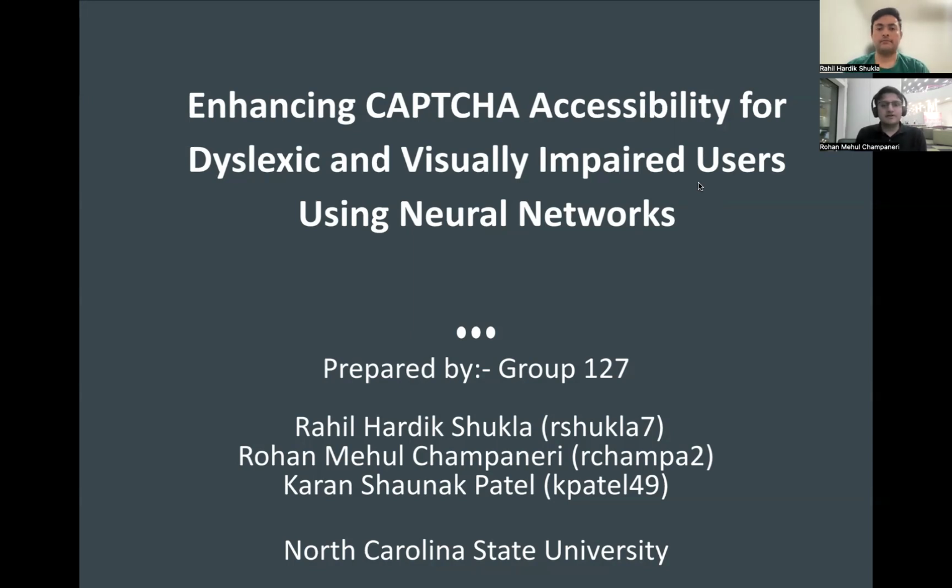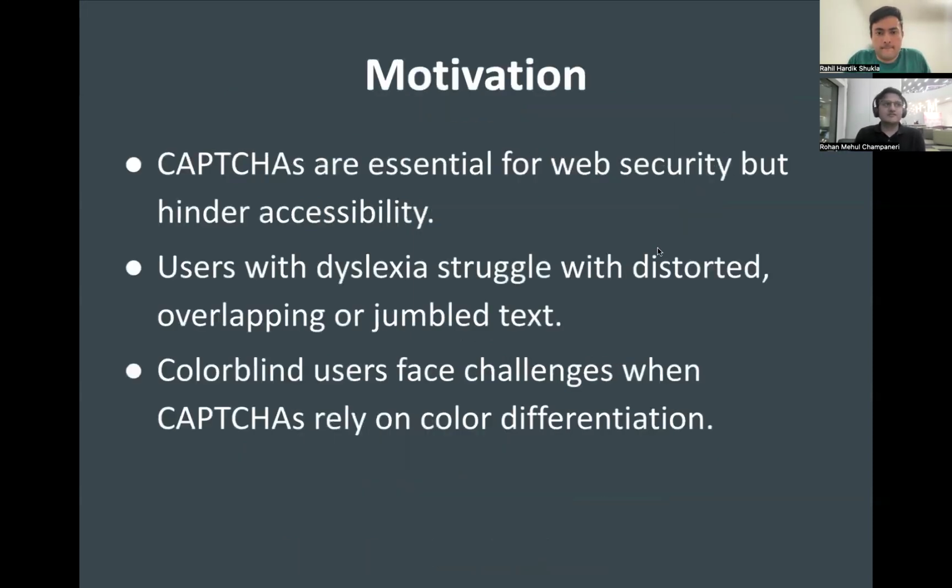Today we'll show how we made CAPTCHAs more accessible for dyslexic and visually impaired users using neural networks. Talking about the motivation, CAPTCHAs do secure the web, but distorted text and color cues block dyslexic or colorblind users, and we aim to maintain the security while improving the accessibility.